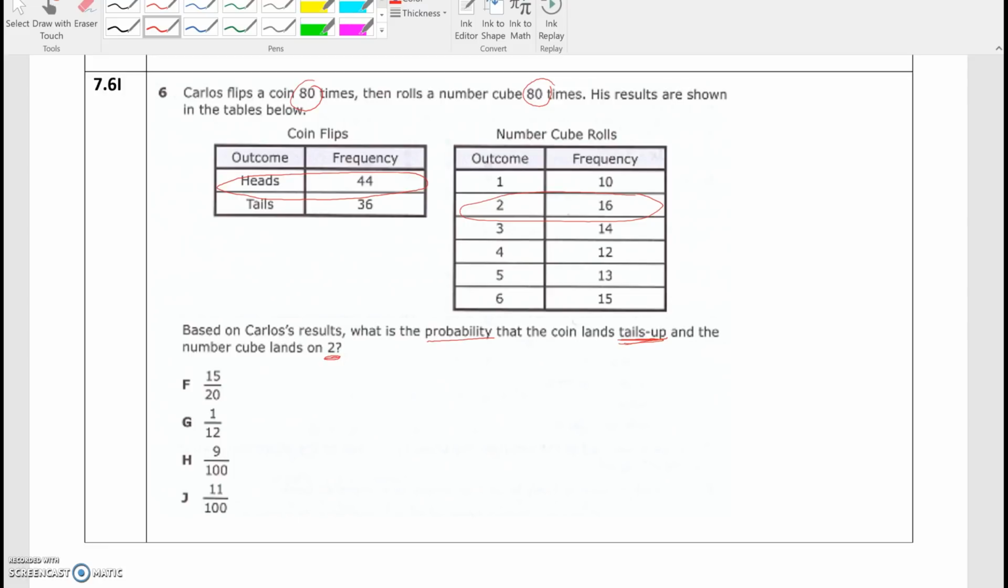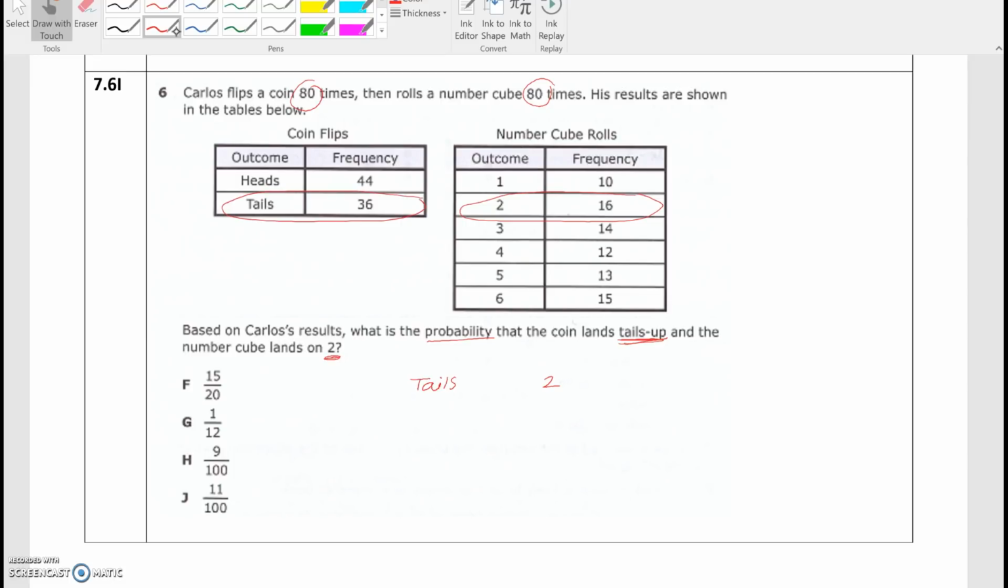So we need the probability of tails and the probability of 2. And you are using the probability based on the tables, okay? So make sure on top is always what we're looking for. So, oh my goodness, I'm so sorry. Okay, I circled the wrong thing. Oh my, sorry.